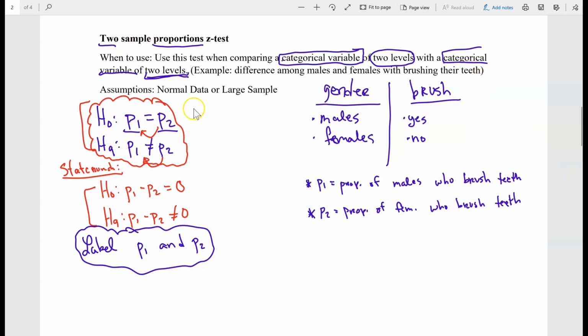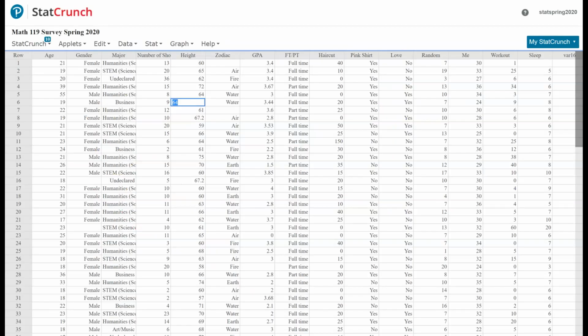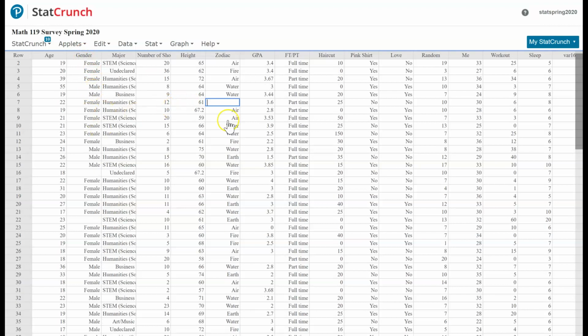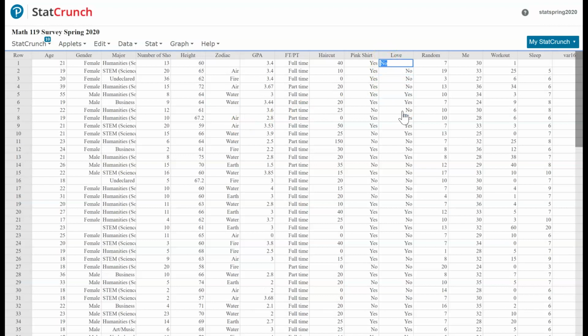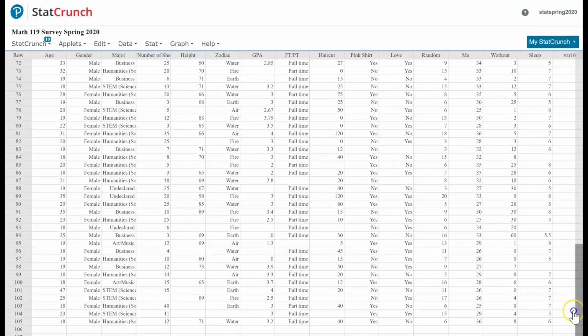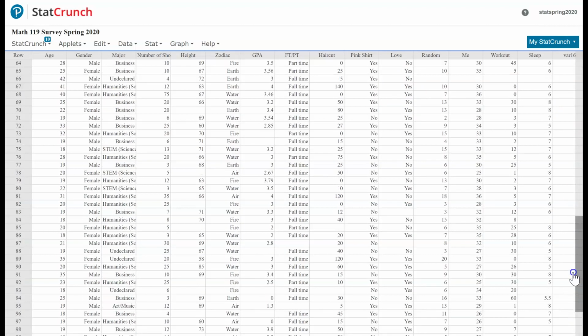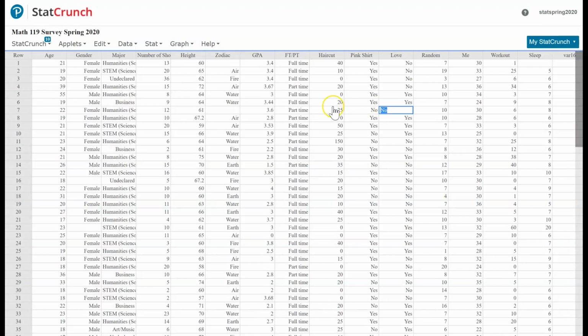Okay, so how am I going to put this into Statcrunch? So let's go back to our data. And let's say we want to look at gender, because I think I have males and females only here. And let's look at love at first sight, okay? Which is just a yes or no answer. So notice that they both have only 2 levels, 2 different options per each variable, okay? If you look at the assumptions, we do have a large enough sample, so we have 105 samples, so that's pretty large, okay? Or it has to be normal, but yeah, we have a pretty large sample.